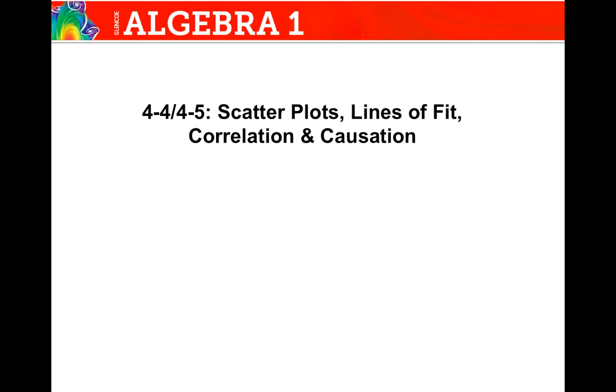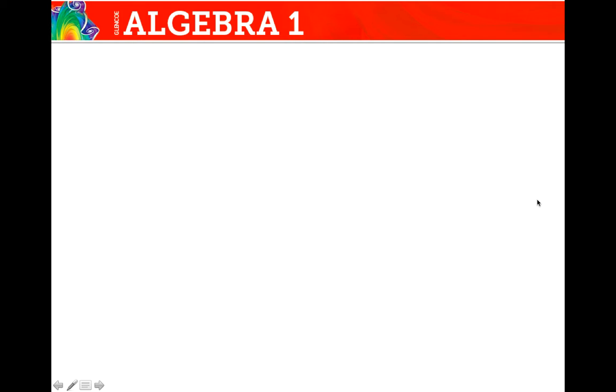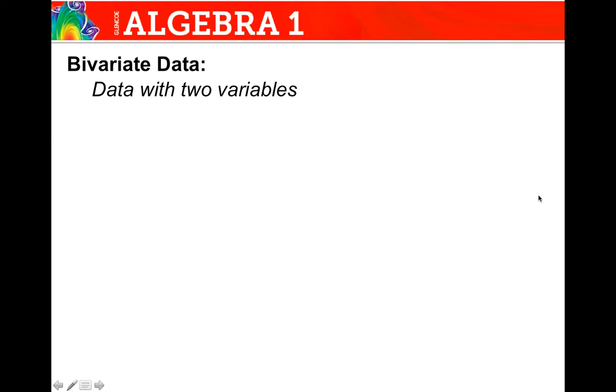Today's lesson covers 4445, scatter plots, lines of fit, correlation, and causation. First thing to talk about is bivariate data. This is just data with two variables, the type of data you would use to create a scatter plot, comparing two quantities and looking at the relationship.